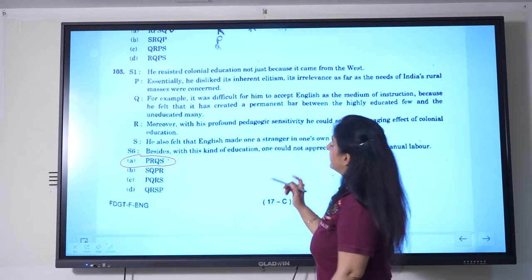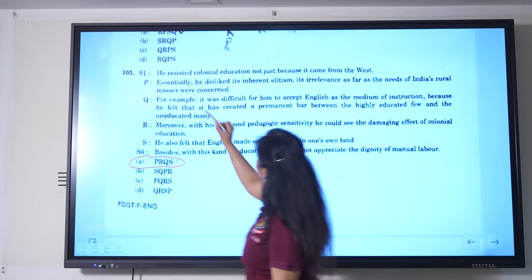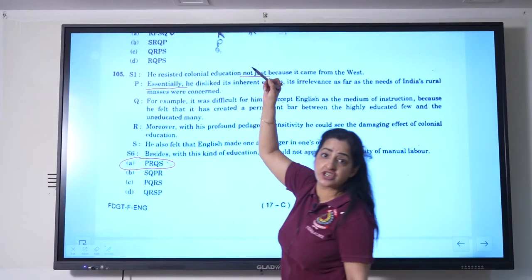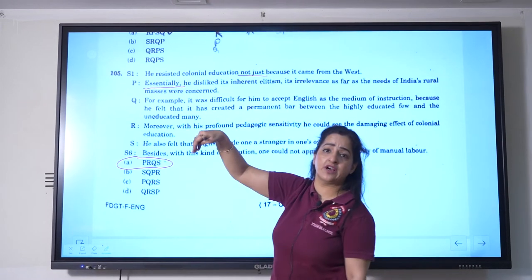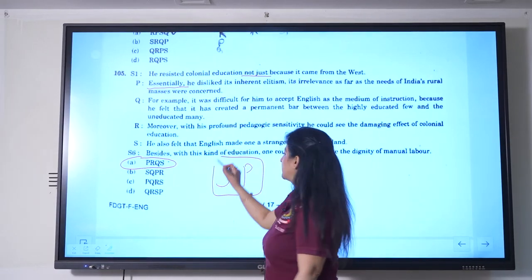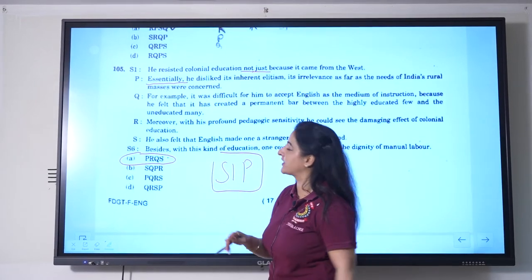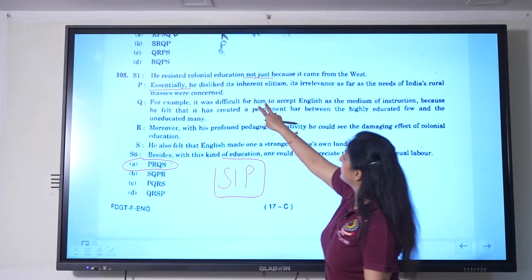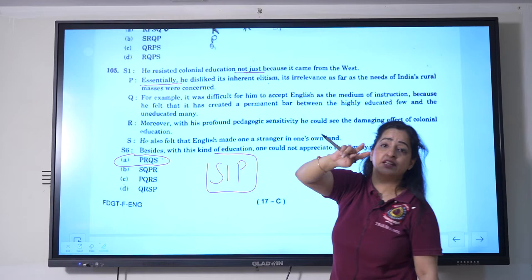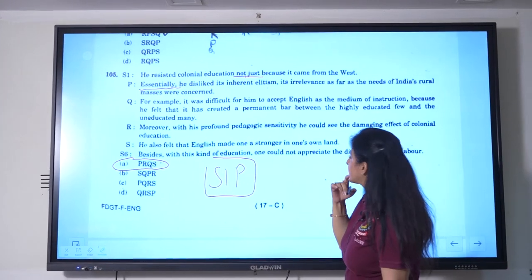PRQS. He resisted colonial education, not just because it came from the West, and so this word na essentially is going with it, with this one, not just. So, na uske liye aur kyun kiya fir, kyun hi dislike karta tha. So, that is how, you know, this S1 and P is going together. Actual karan yahan bataya hai aur na ki ye not just. So, this not just or essentially going together. So, essentially kyun dislike karta tha, uski inherent elitism, as in it is just catering the rich people. Okay. So, S1 and P, and then there is one more connection.